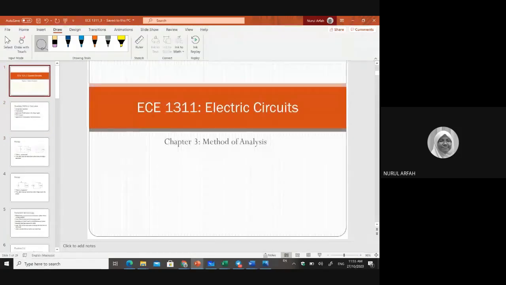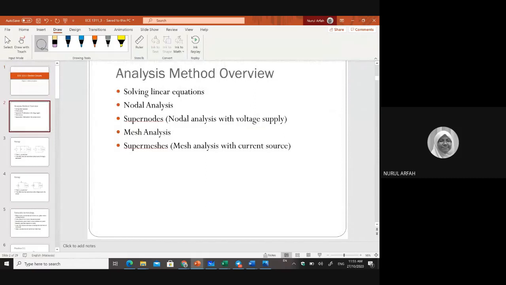I think I didn't put the slide on Google Classroom yet. All right, now this is chapter 3, method of analysis. In method of analysis, you have what we call nodal and mesh analysis. Nodal, as the name says, comes from node. And you know that a node is where you have two or more elements connected at a single point here, right? Because this is a node, you're going to find something using this analysis.